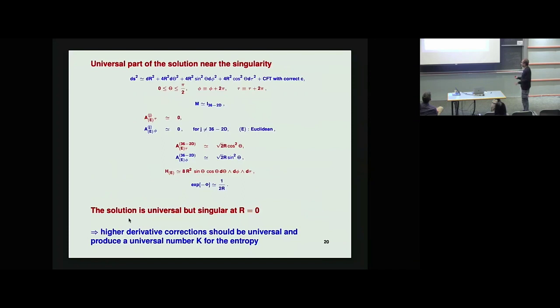And the question is how to take into account the higher derivative corrections, the alpha prime corrections, and compute the entropy of this solution, right? And we want to use that to calculate this universal number k.